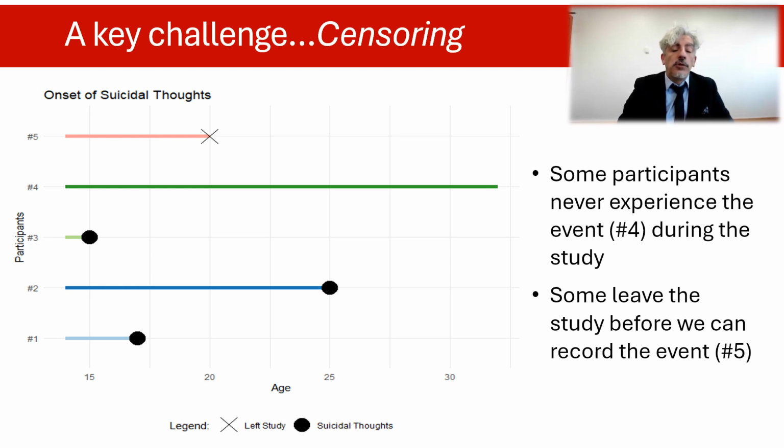So in those two cases, we don't know the timing of the event. And when we don't know the timing of the event for participants, we talk about censoring. But this example also illustrates the reasons why censoring happens. Either the participants never experienced the event of interest during the study, as participant 4 did, or some participants drop out from the study before we can record the event, like participant 5.